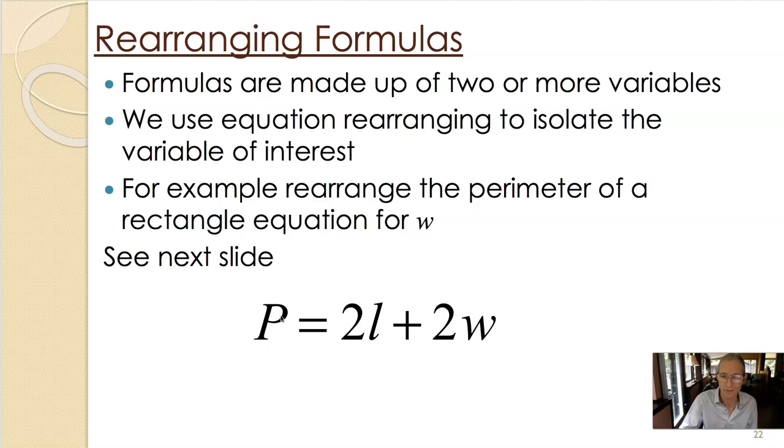So P equals 2 times L plus 2 times W, right? So we've got 3 variables in here. Okay, so say we want to find or isolate the variable W. So what do we do there?